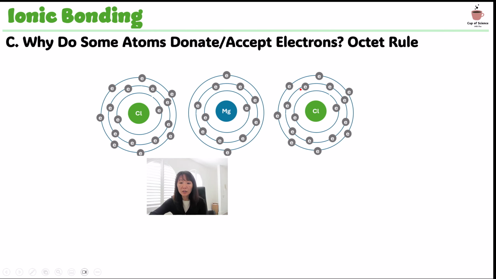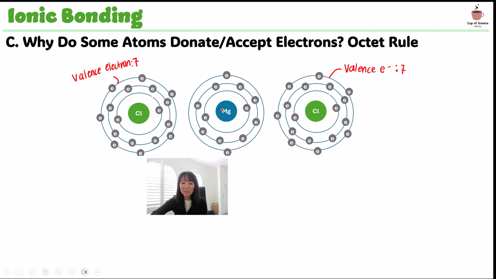So let's look at chlorine. It has 7 right now. How many do they want in order to get 8? They're just going to want 1 more. So right now, the valence electrons for chlorine are 7. So you just need 1 more in order to gain this fulfilled octet, also known as the octet rule.